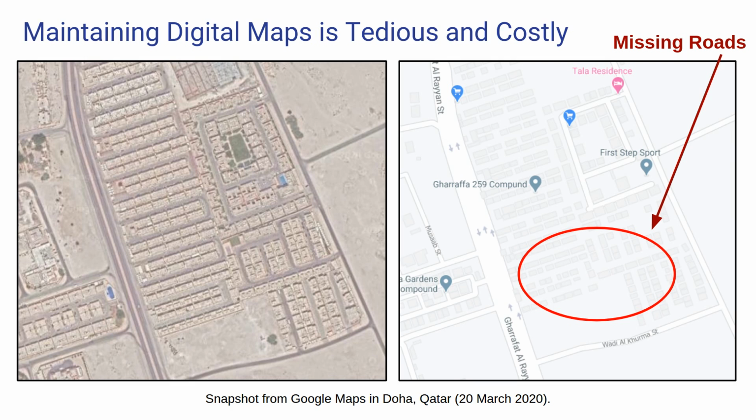Maintaining digital maps is tedious and costly. Companies like Google and Apple spend hundreds of millions of dollars annually on keeping their map data up to date. Even with this spending, though, digital maps are far from perfect. Here's an example from Google Maps, where a new residential district was constructed in 2019, but over a year later, the map has still not been updated.